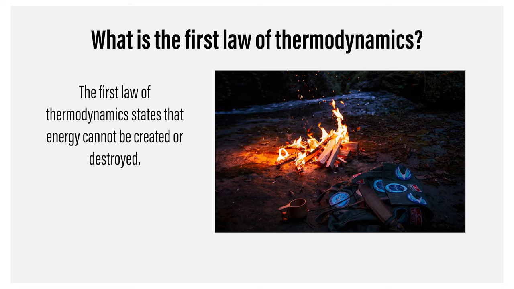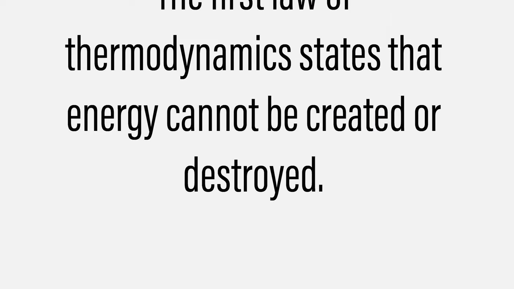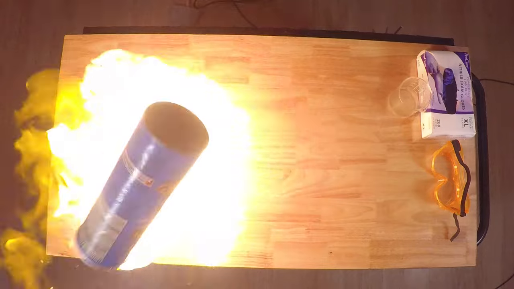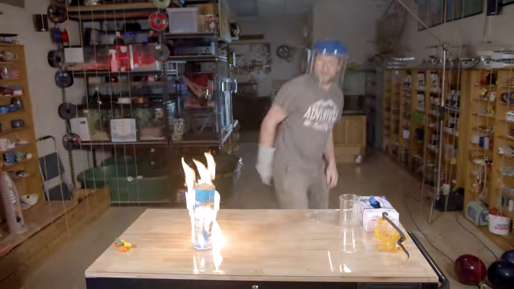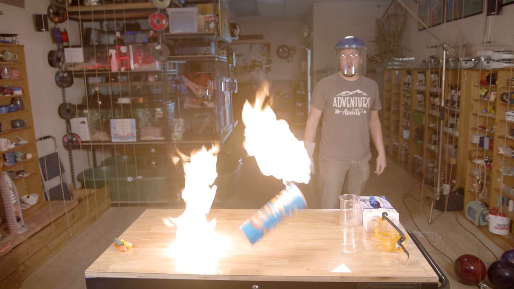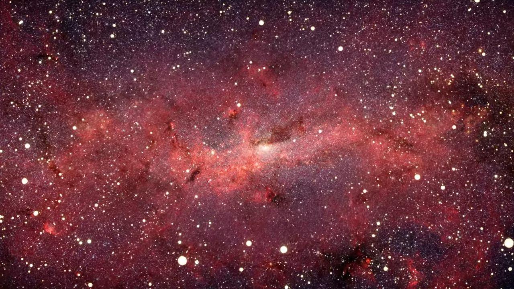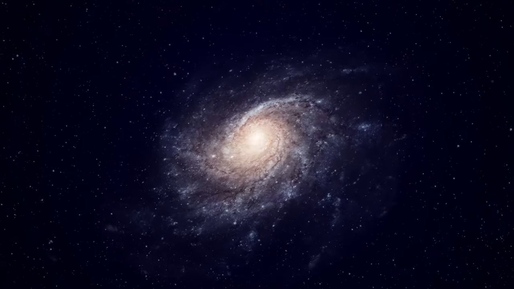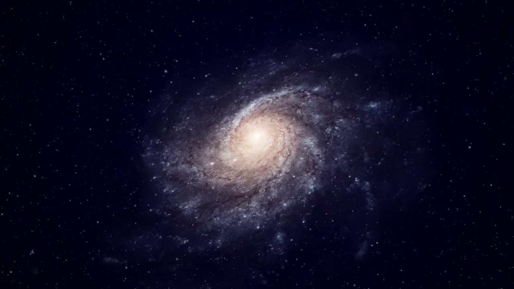The first law of thermodynamics states that energy cannot be created or destroyed. So where does all that energy go that was in that rocket fuel? Well, a lot of it gets lost to the environment as heat, but that doesn't mean it was actually destroyed. Let's take a look. Because energy cannot be created or destroyed, the amount of energy in the universe today must be equal to the amount of energy when the universe was created.